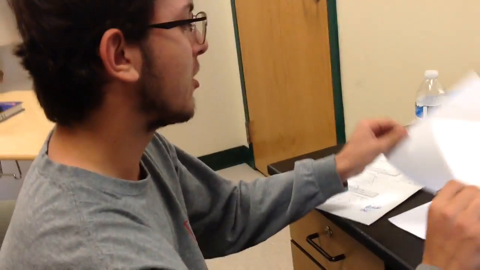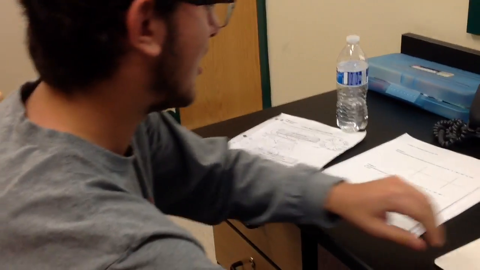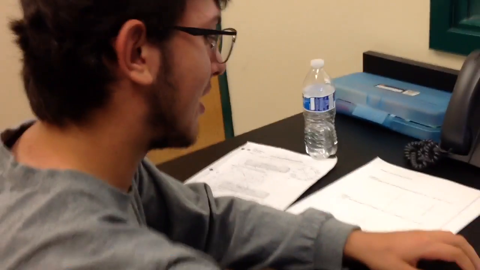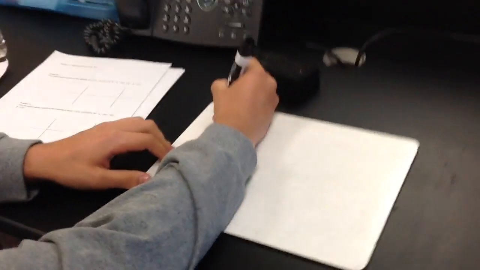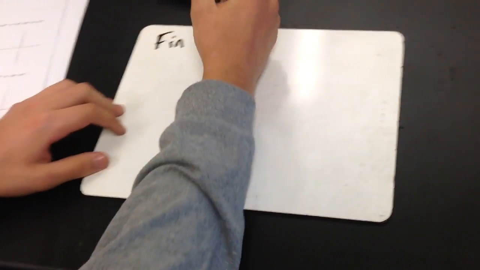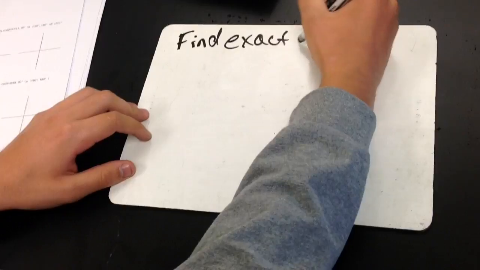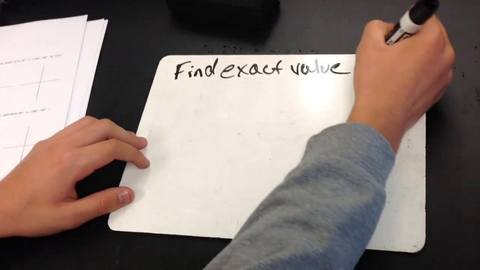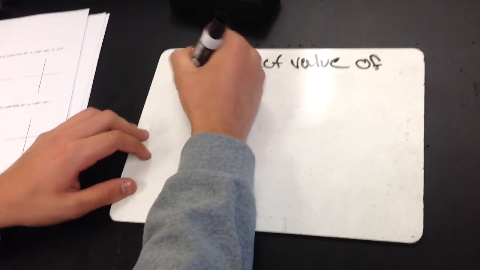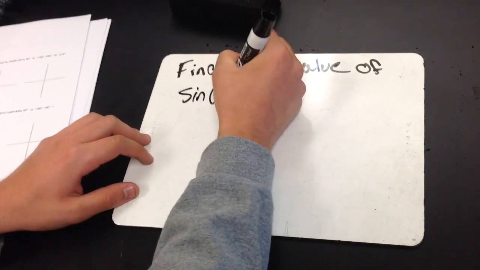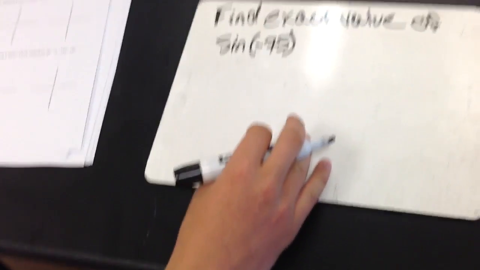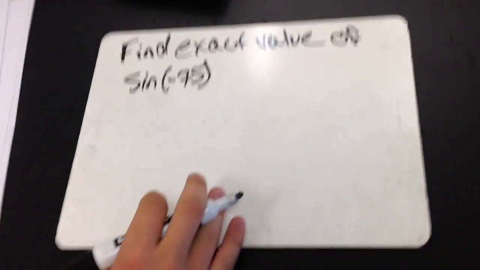So, after doing number 4, hopefully you guys got it right. We're going to review it right now. So number 4 was find the exact value of sine negative 75. Okay, negative 75. So that's what it was.